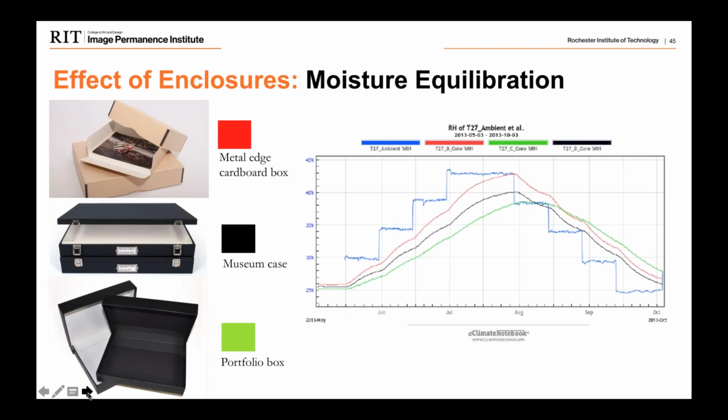It's also good to think that thinner objects are usually the ones that are responding the most quickly, but they also tend to be the ones that we can put in enclosures and that can benefit the most from these. So that's a nice match there.